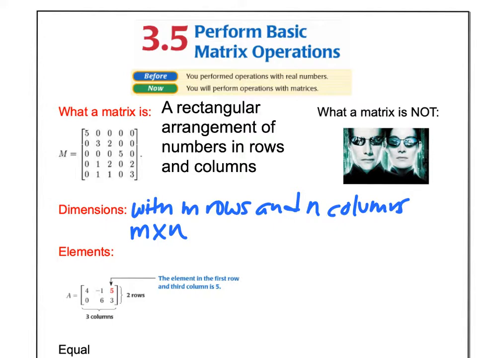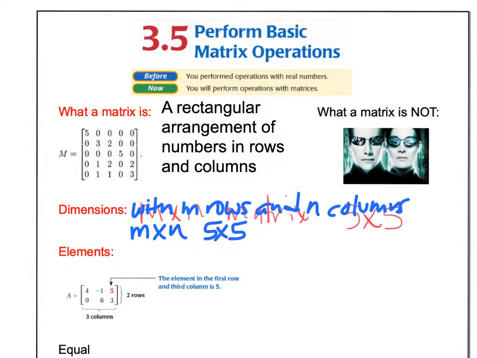And in the example up here, we have 5 rows, 1, 2, 3, 4, 5, and we have 5 columns. And it's hard to see the dimensions with this one because they're the same, but we would call it nonetheless a 5 by 5 matrix.